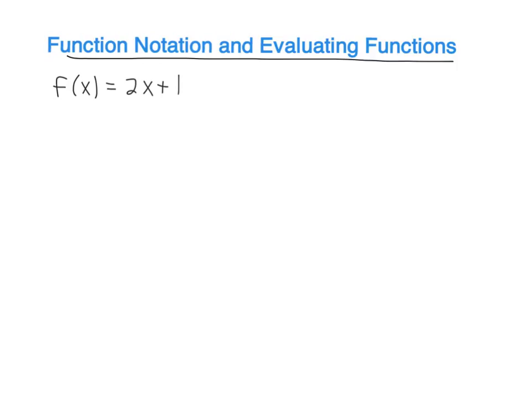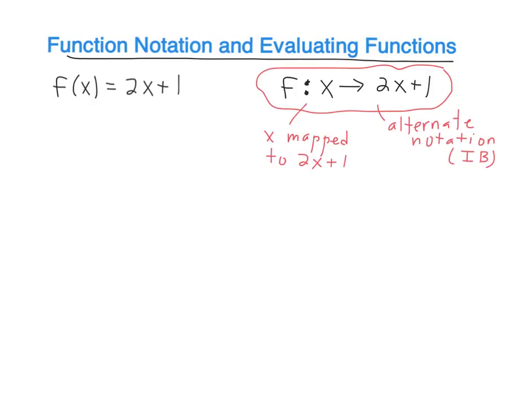By the way, sometimes IB will give you some notation in a problem that looks like this. So in this weird looking notation, it means that x is mapped to 2x plus 1. It's just an alternate notation that a lot of times you'll see in an IB problem. You're never going to be expected to write it this way, but rather if you see it, just simply know it means f of x.